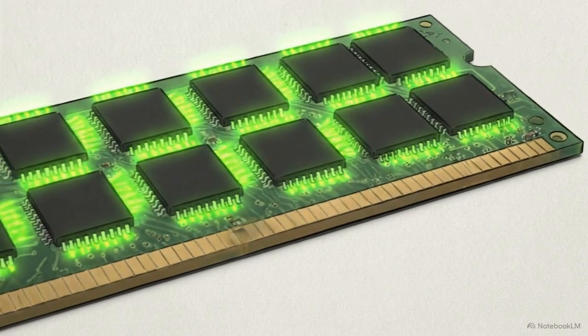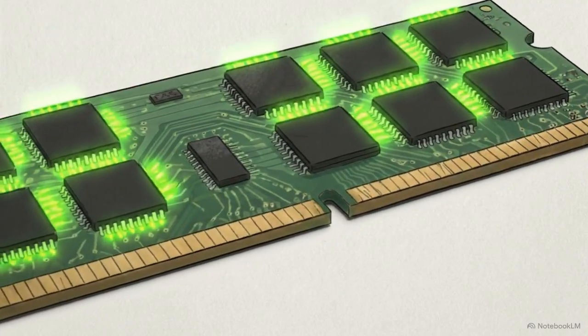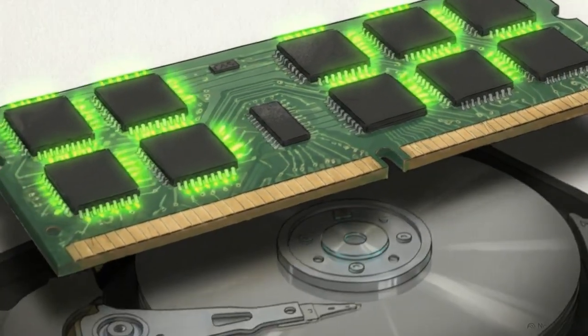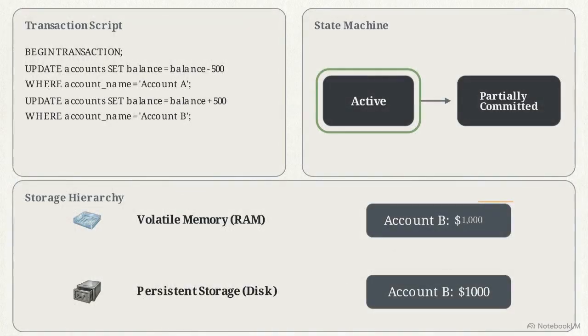During this active state, the physical disk has not been modified. The altered balance exists entirely in RAM. Next, the engine reads account B and adds $500, again updating only the memory buffer. The script executes its final logical statement. This transitions our state machine from active to partially committed.